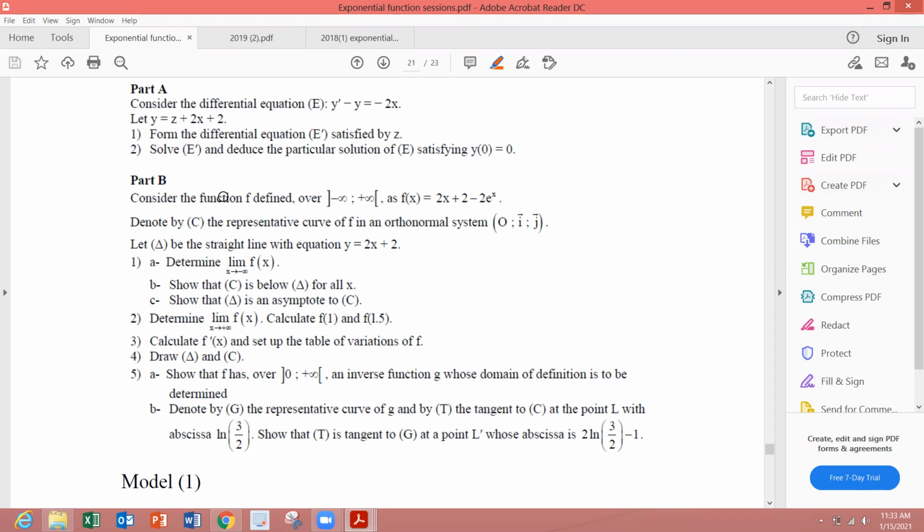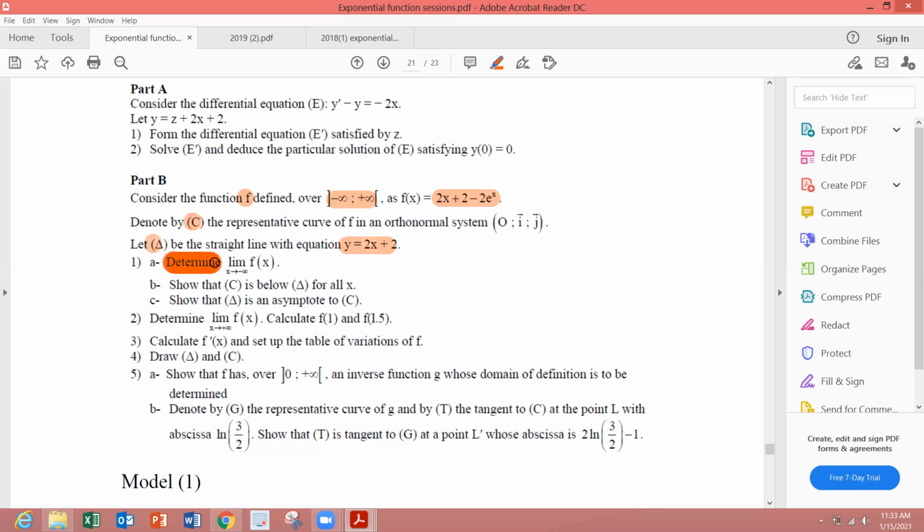Consider the function f defined over minus infinity plus infinity by f(x) equals 2x plus 2 minus 2e to the x, and C is its representative curve in an orthonormal system, and the line delta of equation y equal to x plus 2.